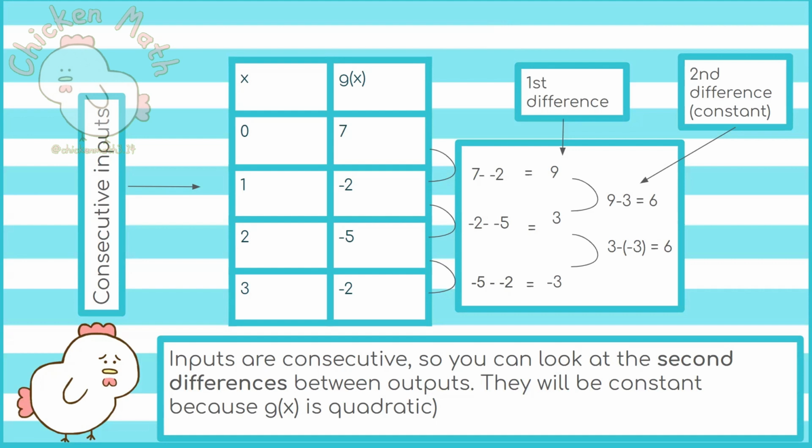Now to find the second difference, we're just finding the difference in the first difference. So that's 9 minus 3, and we get 6. And then 3 minus -3, which is also 6. And 6 is our constant number. So that's how we can tell it is a quadratic function.